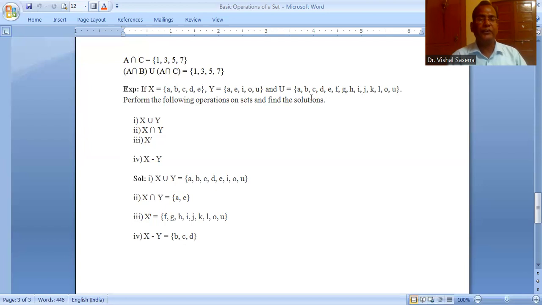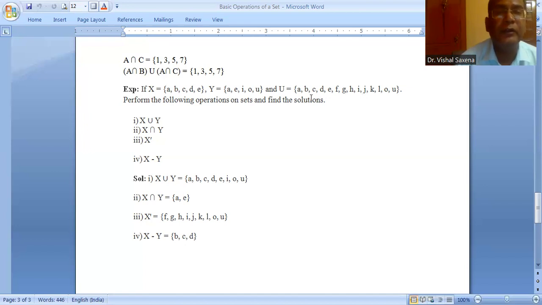And X intersection Y means the common part in the two sets X and Y. We can see that only A and E are the two elements common in the two sets. Next, the third result is X dash. X dash is the complement of set X, and the complement of set X means we have to find U minus X, the universal set minus X.